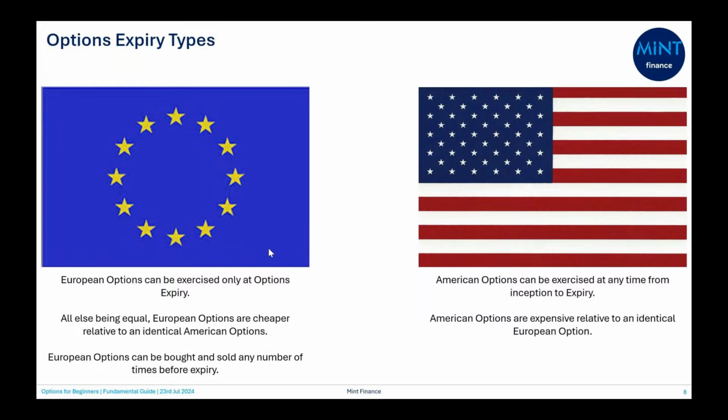Again, as I mentioned earlier, American options are expensive relative to an identical European option. And you can imagine why. If as a holder I have more flexibility, no free lunches again, that extra flexibility comes at a price. And therefore that is built into the premium. So the premium for an American option is more expensive compared to an identical European option. American options also can be bought and sold any number of times before expiry. The fact that you can exercise it anytime in between doesn't prohibit or inhibit your ability to buy and sell anytime in between.